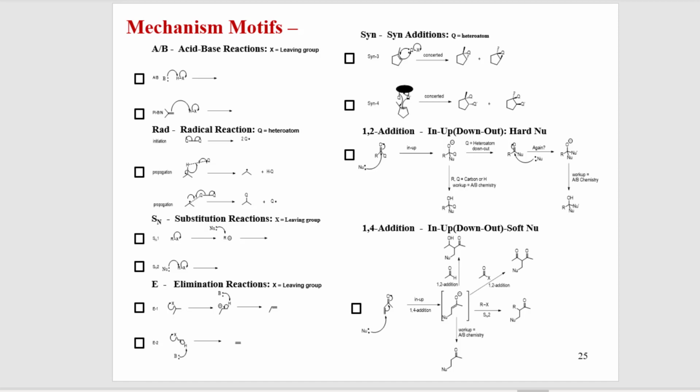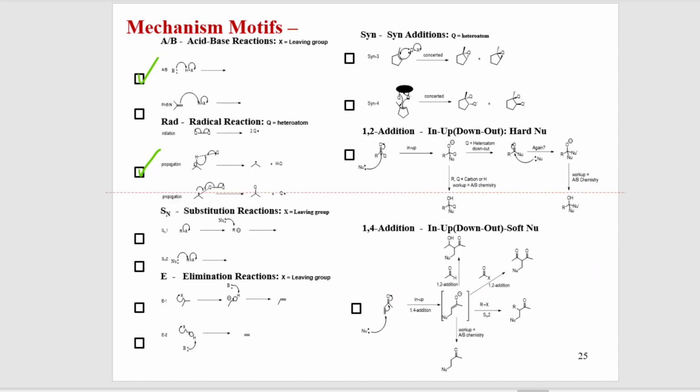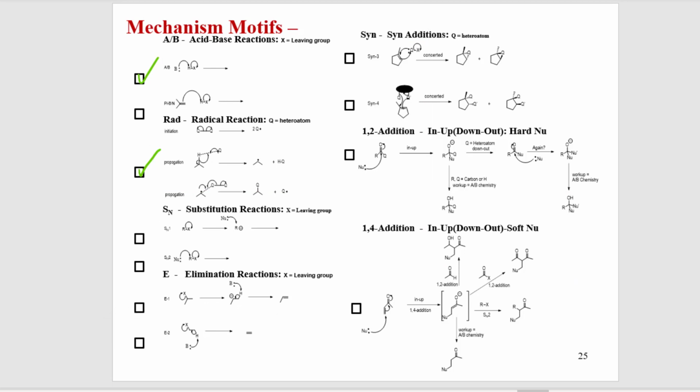So far, we have covered acid-base chemistry, right? We've looked at acid-base chemistry, and that was in chapter 3. We've also, in chapter 6, covered the radical halogenation of an alkane. That's recognizable in this rad or radical reaction. And we have just finished covering SN2 reactions. We're next going to cover SN1.